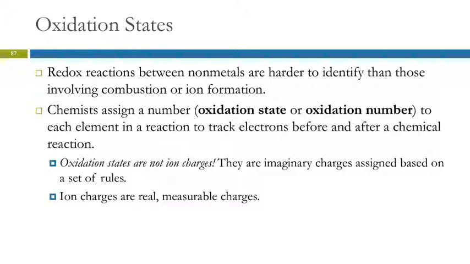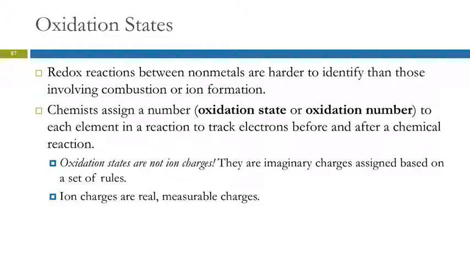It's hard to identify redox reactions between nonmetals. You can't look and say, oh, we had a metal and a nonmetal, we had atoms, and now we've got ions. We can see there's been electron transfer. You can't see that with nonmetals reacting. But oxidation-reduction reactions do occur between nonmetals. So we use what are called oxidation states.